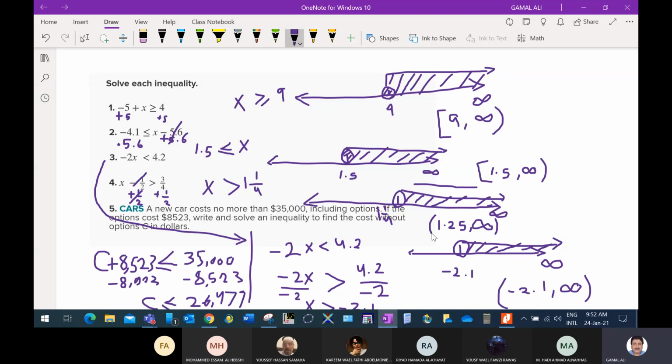So you have to write it like this, 1.25 and infinity, and both are open because the 1.25 is not shaded.